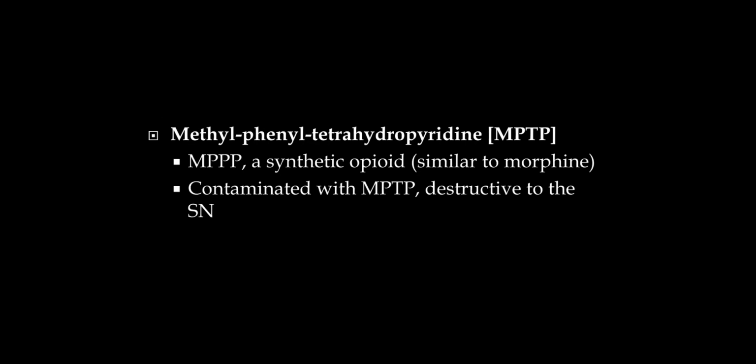Now, you should know about MPTP. These are individuals that are trying to home manufacture drugs. They're trying to make MPPP, which is similar to morphine, but it ends up being converted into MPTP. This is very destructive to the substantia nigra, and so these patients look a lot like they have Parkinson's disease. They have asymmetrical tremor, very similar. Interestingly, they respond to medications. But if the story is this began with trying to manufacture home drugs, then we would think about MPTP.